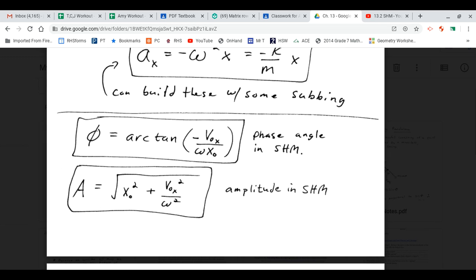Some other ones with finding a phase angle, especially if it's non-zero: phase angle equals the arctangent, or in other words, inverse tangent, of the quantity negative initial velocity divided by omega times the initial position. And finally, another helpful one for amplitude, if we don't know it, would be this ugly formula. You could read that to yourselves there. But those are all important formulas for knowing features as described above.